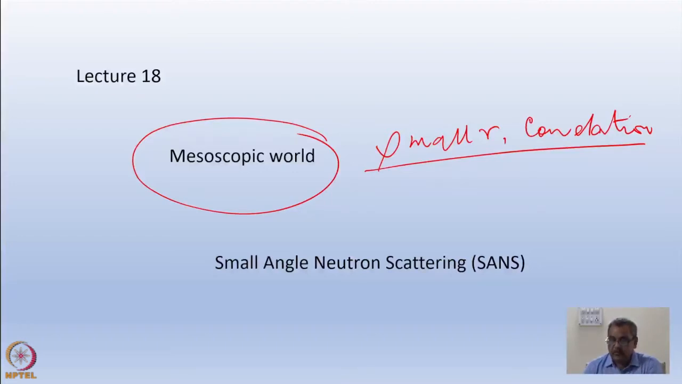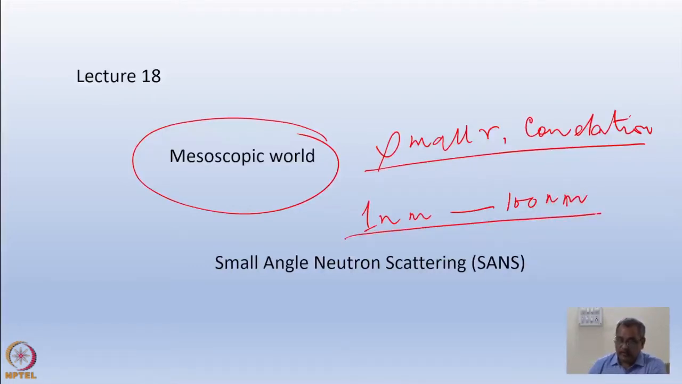In brief, that is what I was looking for, either through Bragg diffraction or through liquid and amorphous diffractions. So from there, now I am moving on to a world where I actually play with the resolution and I try to see things which are typically 1 nanometer, which is 10 angstrom, to 100 nanometer length scale. So this is the mesoscopic world.